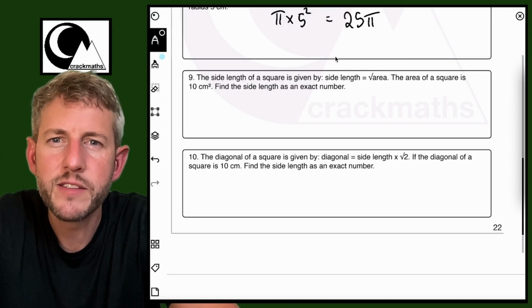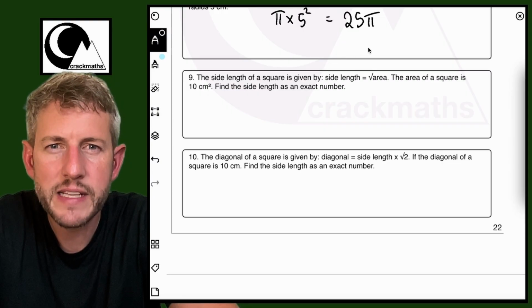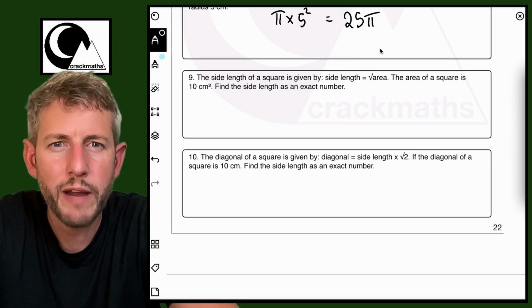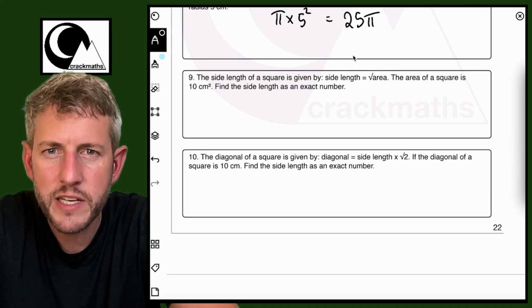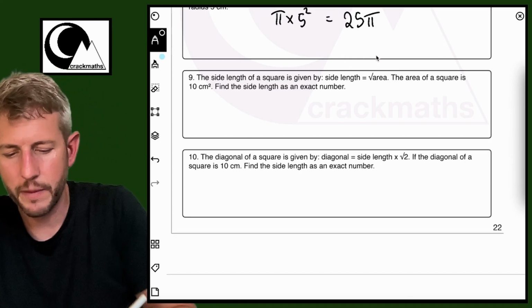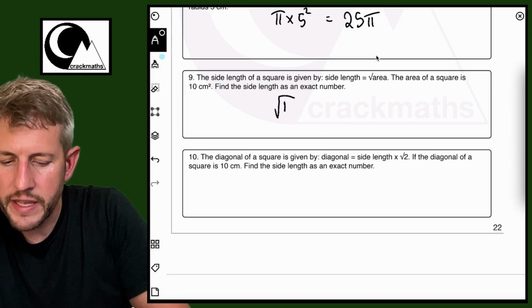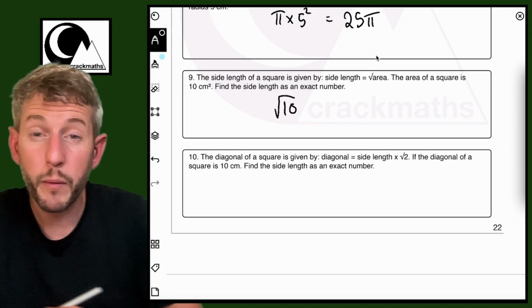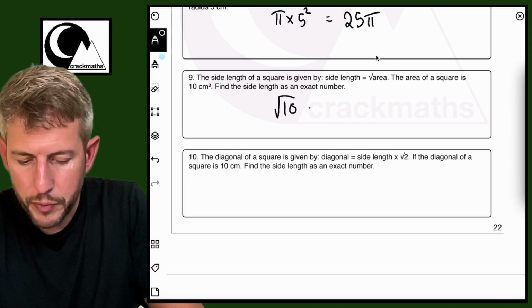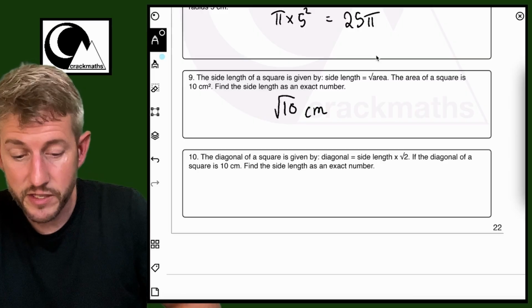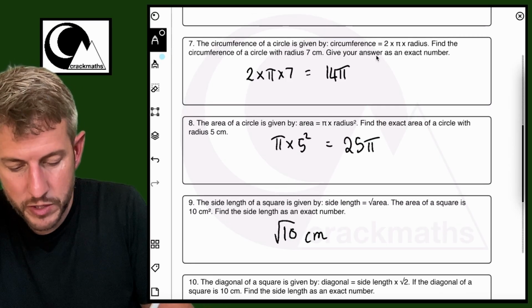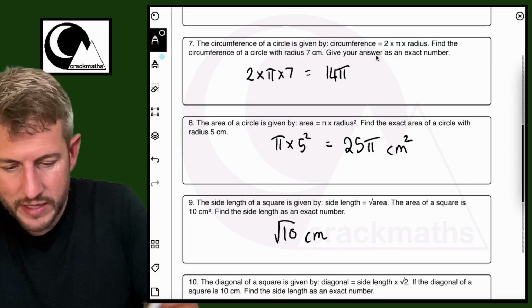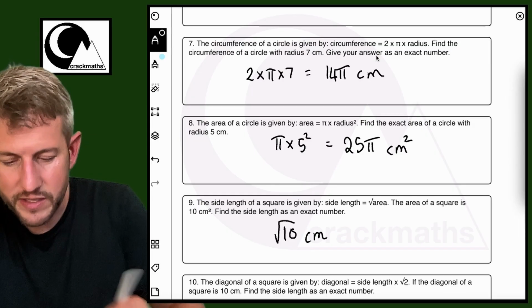So 9 says the side length of a square is given by side length equals the square root of the area. The area of a square is 10 centimeters squared. Find the side length as an exact number. So that is just going to be root 10. Okay, and we will just leave it like that. We should put on the units though, centimeters. I should probably have added the units to these ones as well. So this would have been centimeters squared, and this one would have just been centimeters.